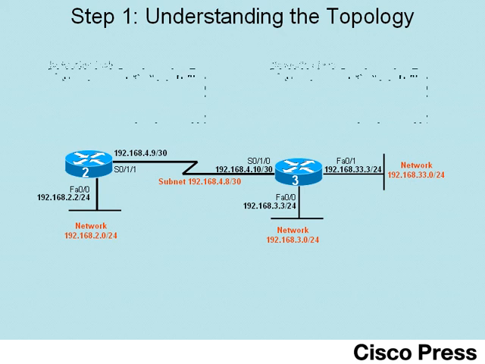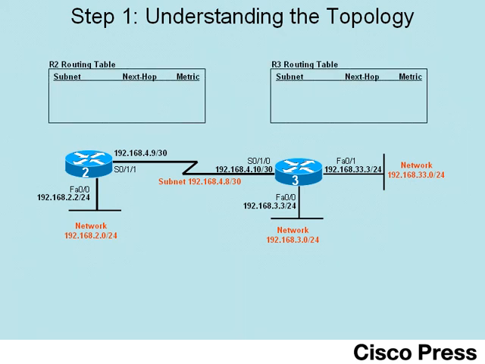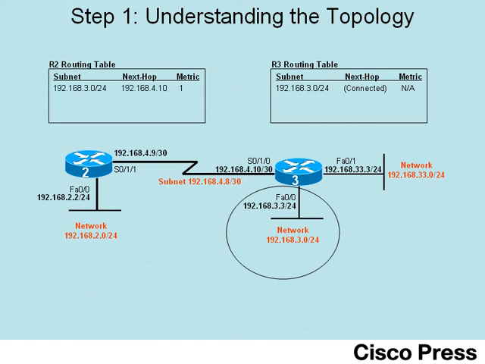Next, let's take a look at the routing tables on R2 and R3. R3 is connected to network 192.168.3.0 without any subnetting, so R3 has a connected route that you see there to reach that subnet. Once R3 advertises that route, Router 2 will also have a route to reach that network with next hop address 192.168.4.10, which is R3's serial link IP address.